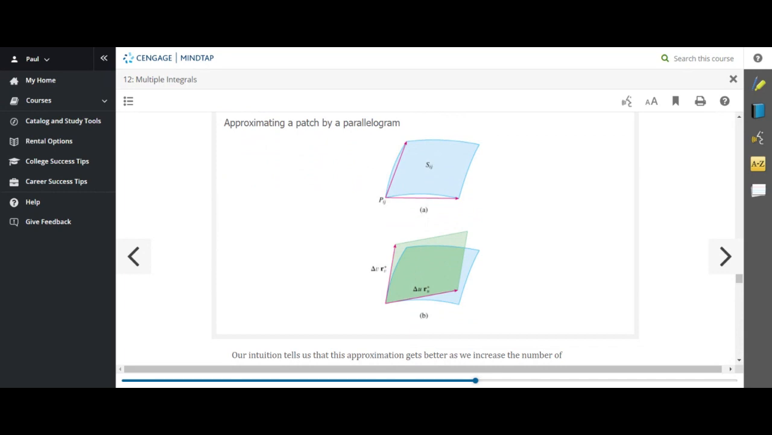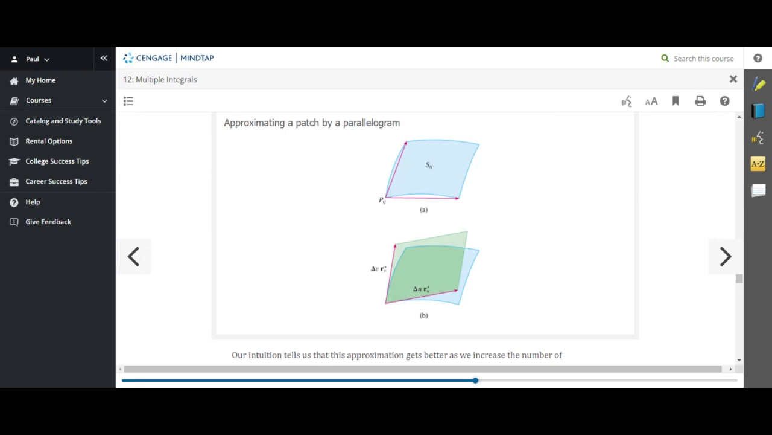What I'm trying to say is, if you think about this quilt and you take more and more patches of the quilt, the patches start looking flat and they start approximating parallelograms. So the idea is break your quilt up into a bunch of these little patches and approximate the area of each of those patches with a parallelogram. But how can we break up the quilt into a lot of little patches?